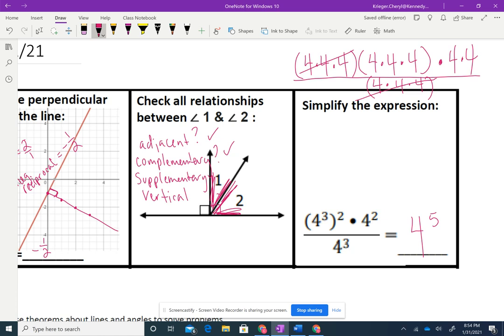Okay, there is an easier way. If you use MADSEM, we know that if you're multiplying, which we are here, we add the exponents. If you're dividing, you subtract. If it's an exponential property, which is a power raised to the power, you multiply. So this would be 4 to the 6th times 4 squared, which leaves me with 4 to the 8th, divided by 4 cubed is 4 to the 5th.